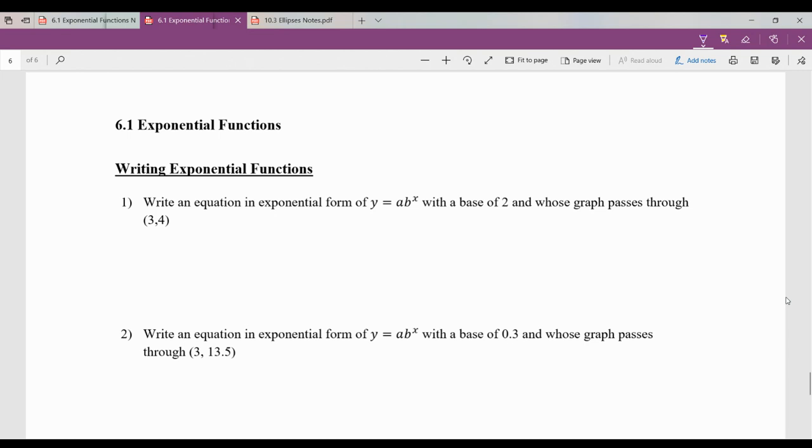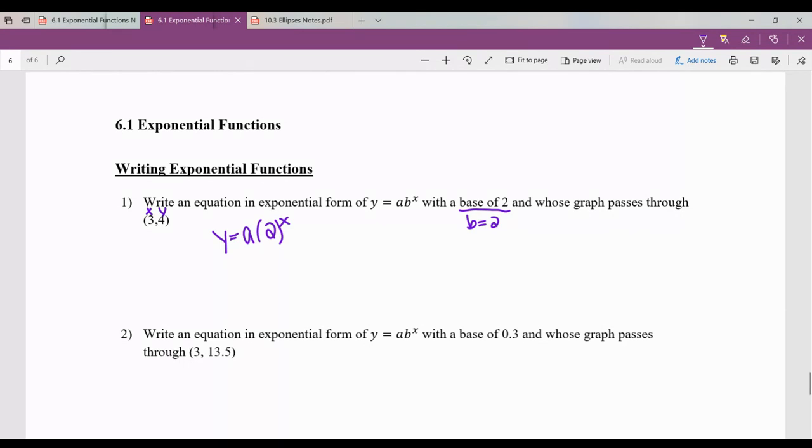So first thing, we are given for number 1 a base of 2. So that means my b is going to equal 2, and whose graph passes through the point 3, 4. The first thing I do is fill in what my base is. So y equals a times b, which is 2 to the x. What I need for a final equation is a number for a and a number for b. So I need to find out what my initial amount is, or what my a is, and they give us the point 3, 4, so that's my x and my y.